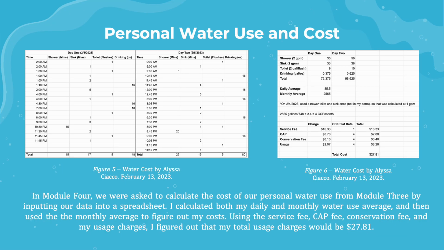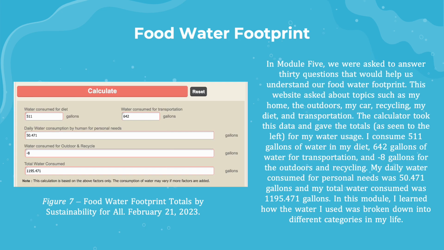In Module 4, we were asked to calculate the cost of our personal water use from our handwritten notes in Module 3. We inputted our data into a spreadsheet, and from there, I calculated both my daily and monthly water use average. I then used the monthly average to figure out the cost of my water use. Using the service fee, cap fee, and conservation fee, as well as my usage charges, I figured out that my total usage charge would be $27.81.